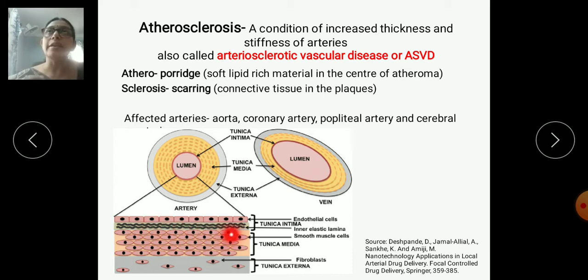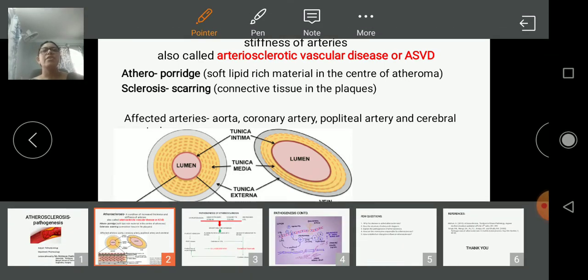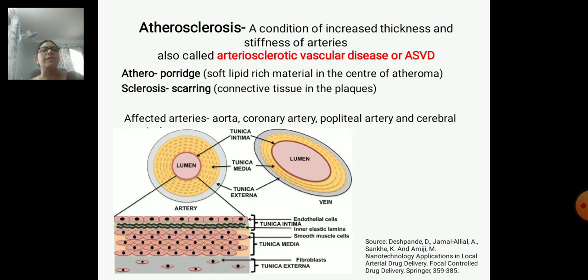Whatever deposition of lipid takes place in atherosclerosis takes place in this tunica intima. Then the yellow surface is the tunica media. And the outer part is called the tunica externa. Clear? So this entire structure should be clear to you, then only can you understand how atherosclerosis takes place. Now we go to the next slide.